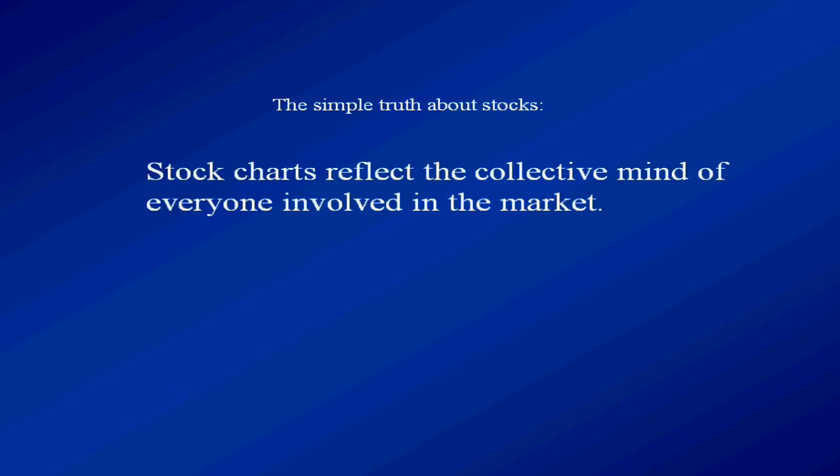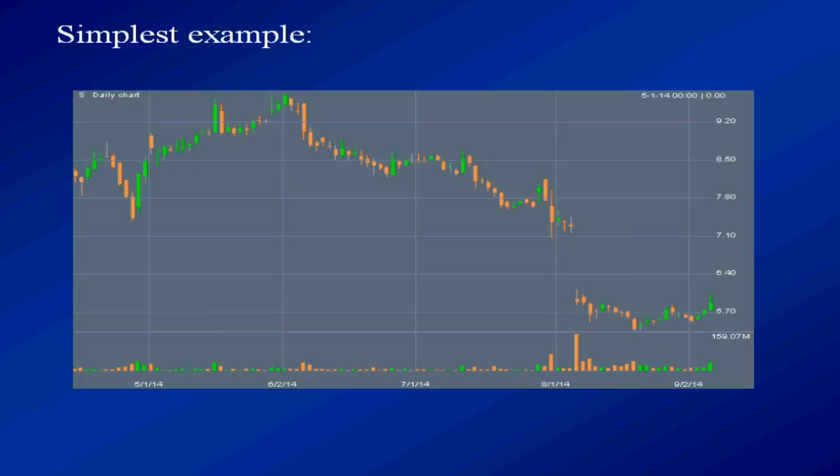Most traders realize that stock charts reflect the collective mind of everyone involved in the market. So in other words, the various patterns exhibited on a stock chart are a window into the soul, if you will, of all the people and all the money involved. A simple example, or one of the simplest, is the emotions of greed and fear, which in my opinion are the two strongest components in the gyrations of the market.